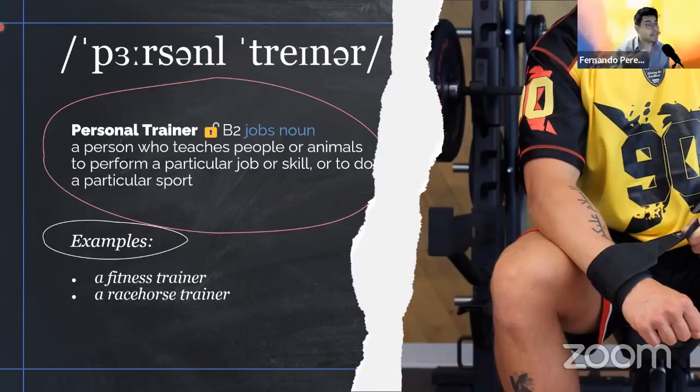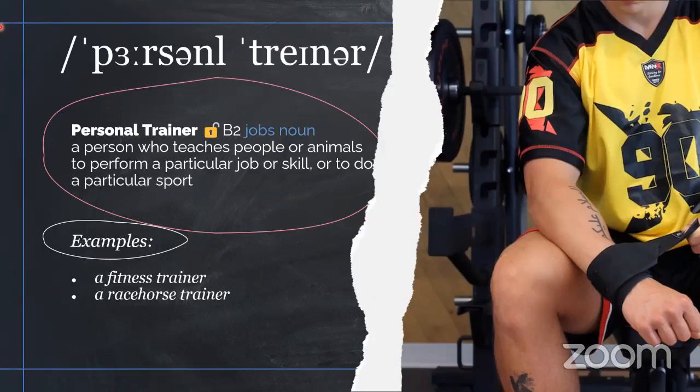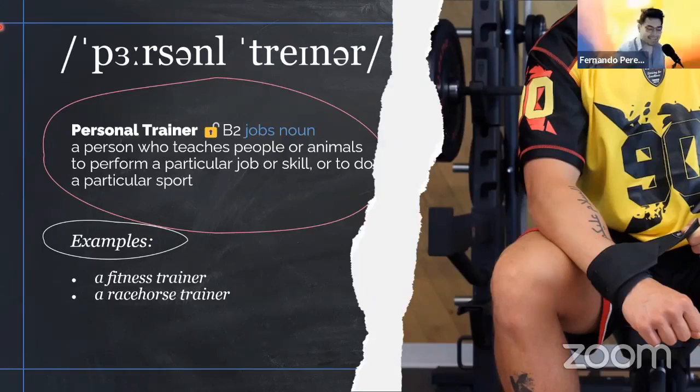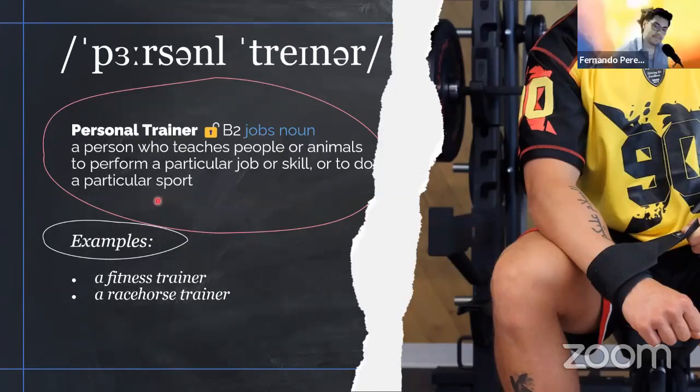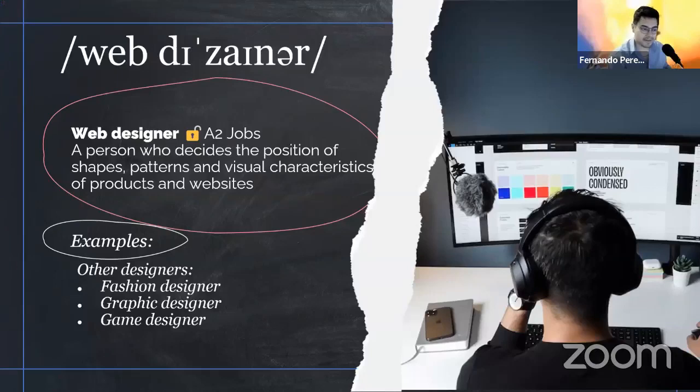Good. What happened? Complete. I'm not a personal trainer. Yes, that's correct. I am not a personal trainer. Good. This is an important difference. It's different to say I have and I am. Very good. Next. Go, Carmen.